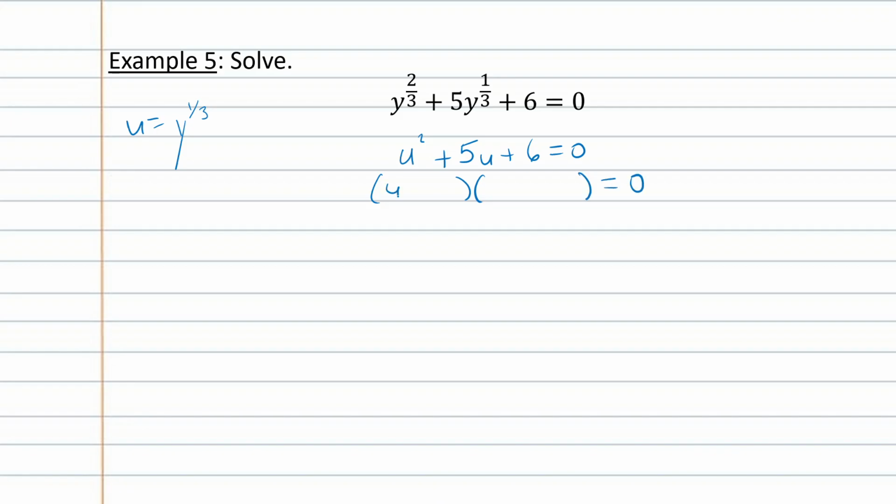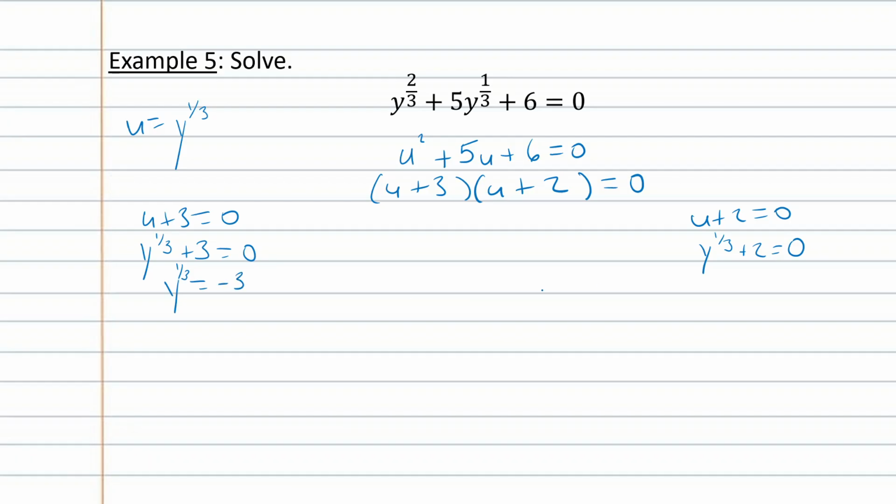into u plus 3 and u plus 2. Because 3 times 2 is 6 and 3 plus 2 is 5. Those are going to split into two equations that look like u plus 3 equals 0 and u plus 2 equals 0, so that I can replace u with y to the 1/3. And then I can go about solving. All right, well here I have y to the 1/3 equals -3.